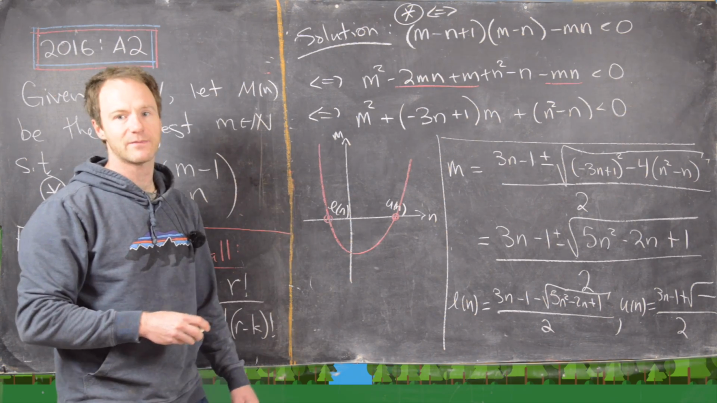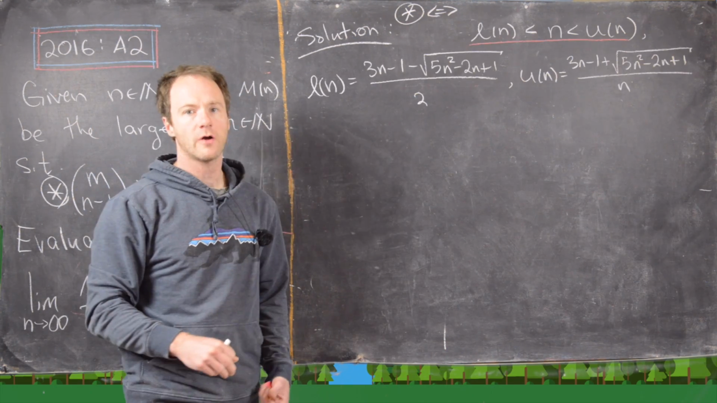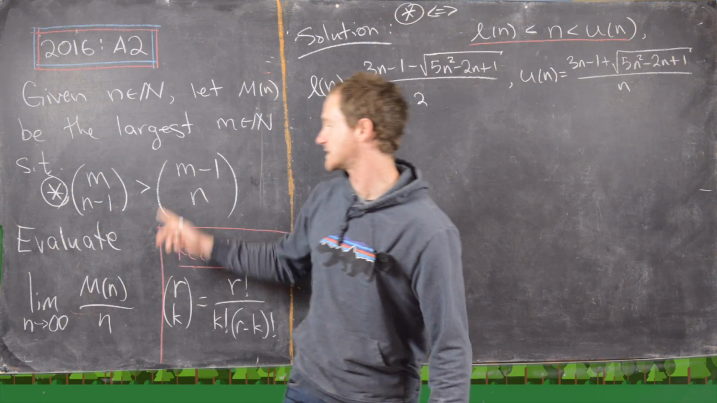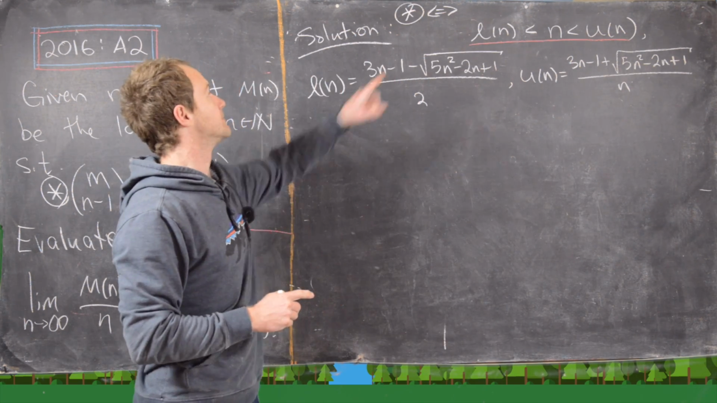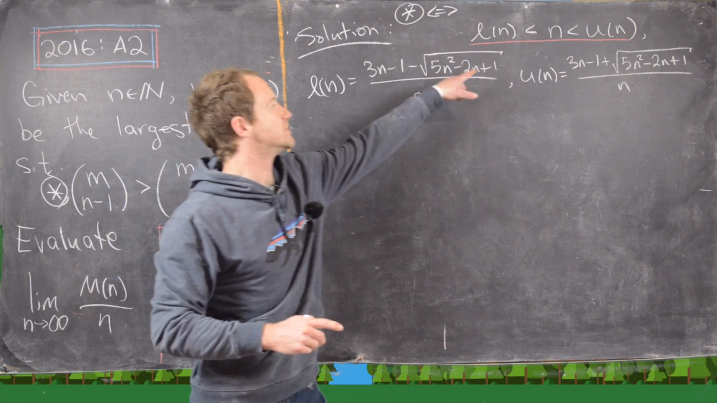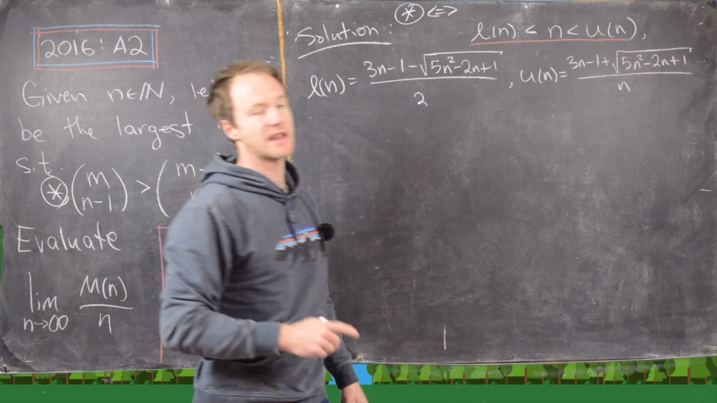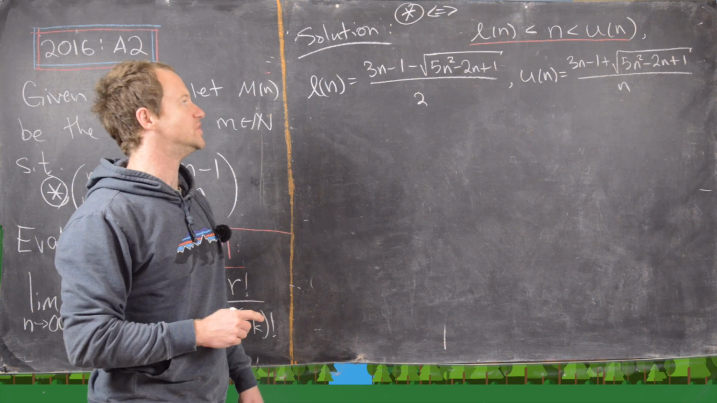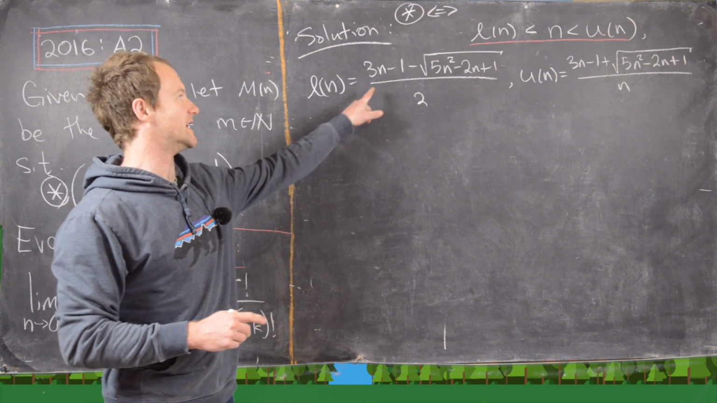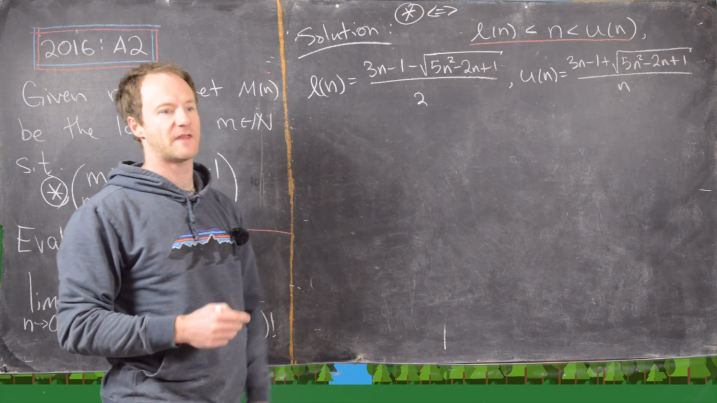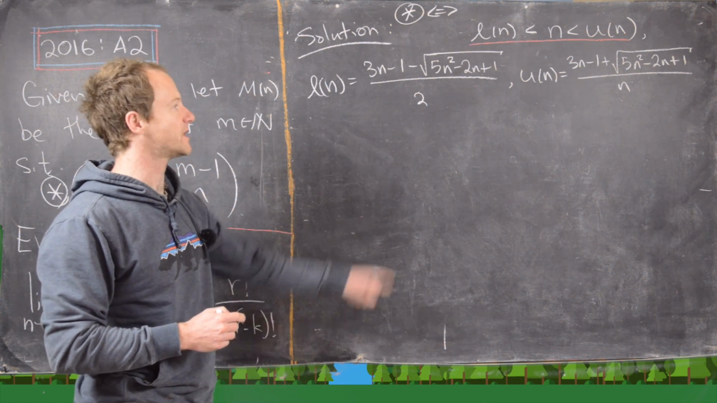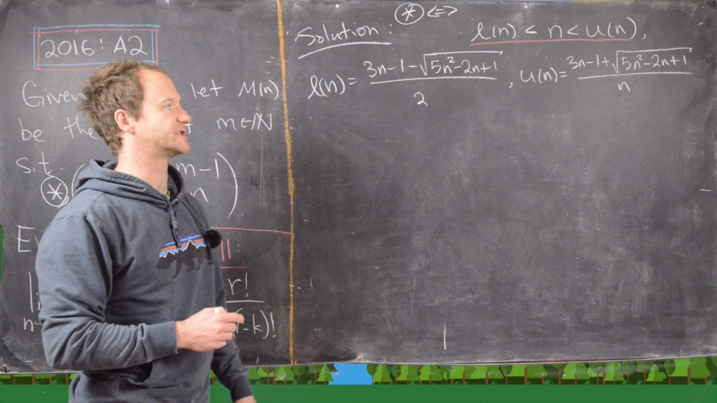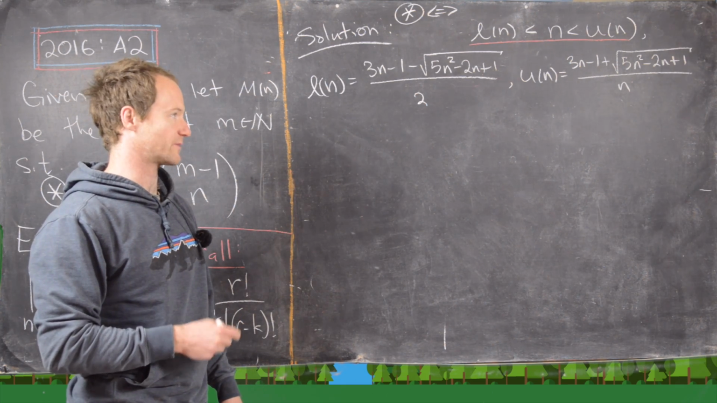All right, so I'll clean up the board and we'll pick up from that point. Okay, so on the last board, we worked out this defining inequality for m to be the following. It is equivalent to n lying between this L of n and this U of n, where L of n is defined to be this. Recall that that was the smaller root of a quadratic polynomial, and U of n was the larger root of a quadratic polynomial.